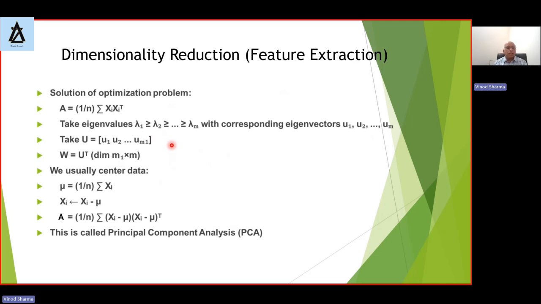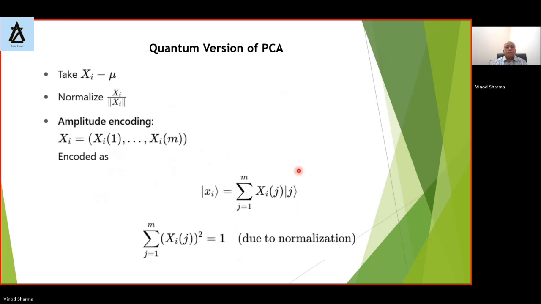Often before we do that, we centralize the data. This is done as follows. We take the sample mean mu of the xi observations, then from xi we subtract mu and create new xi's. A is generated from these new xi's instead of the original xi. Then of course you take eigenvalues and so on. This method is called principal component analysis, and this is a very popular method.